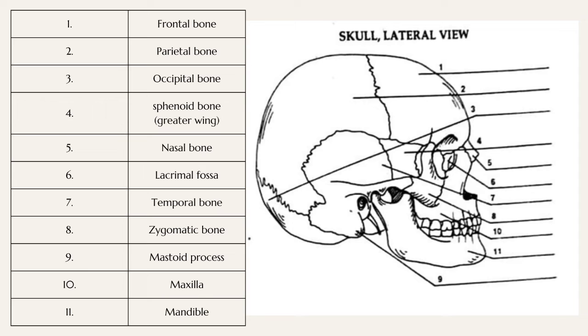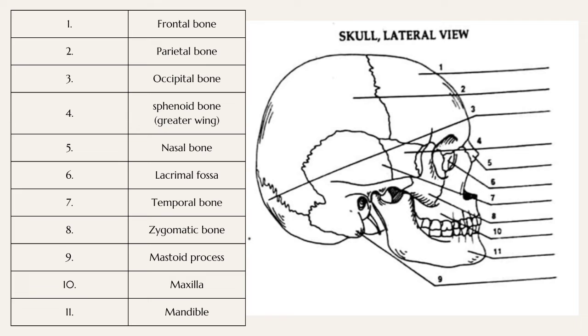Number three is occipital bone. The occipital bone is the most posterior cranial bone and the main bone of the occiput. It is considered a flat bone like all other cranial bones, meaning that its primary function is either for protection or to provide a broad surface for muscle attachment.